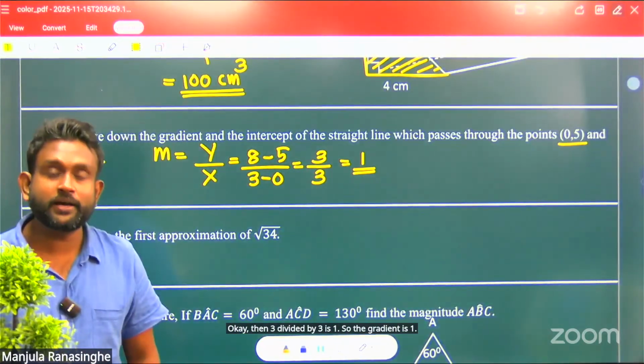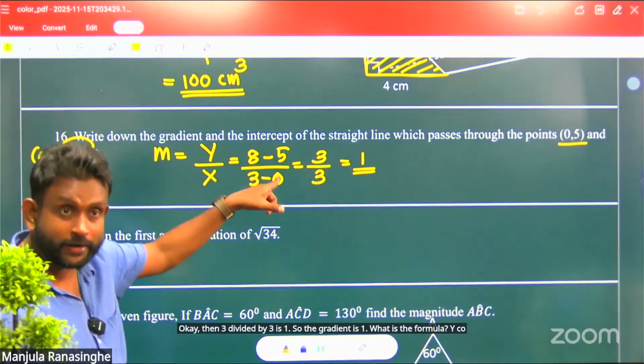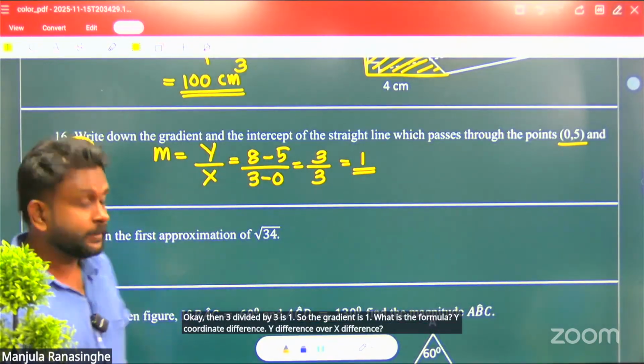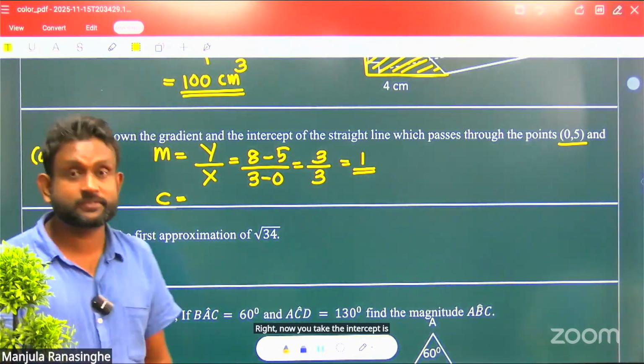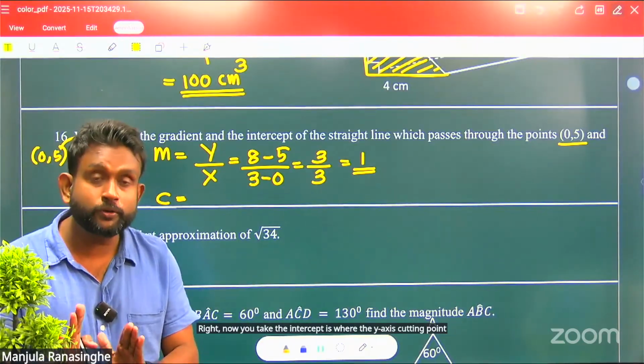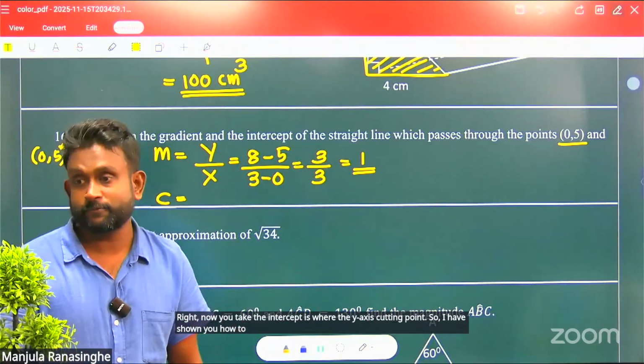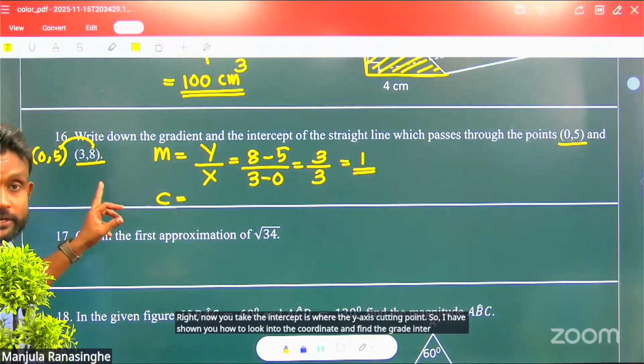What is the formula? Y coordinate difference over x difference. Now you take the intercept. Intercept is where the line cuts the y-axis. So I have shown you how to look into the coordinates and find the gradient and intercept. How to look into the coordinates?